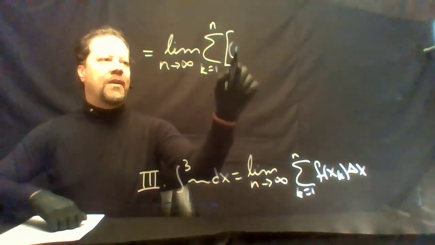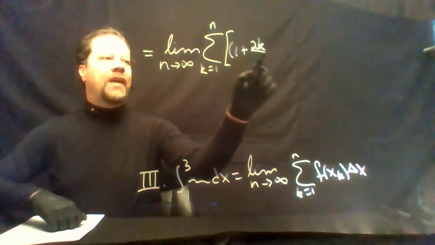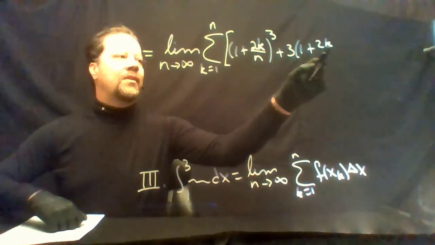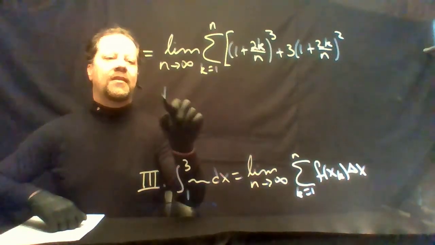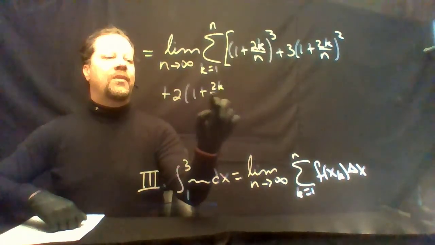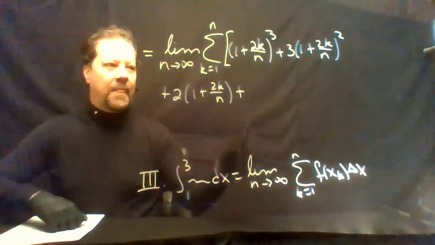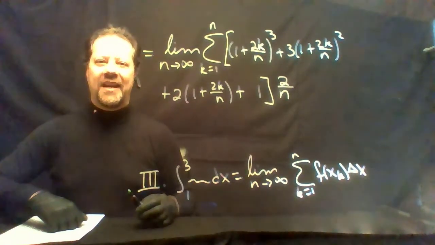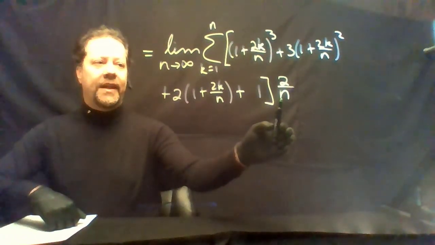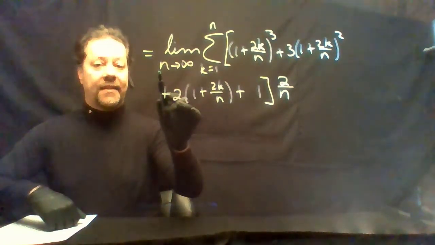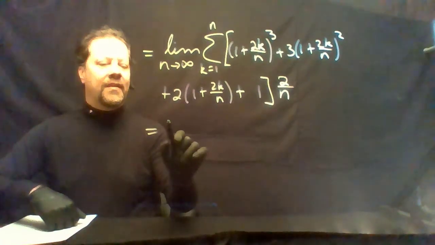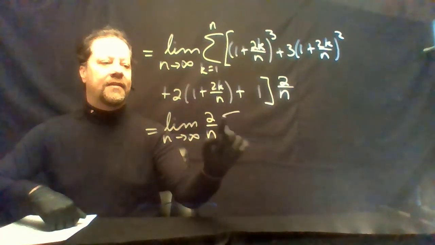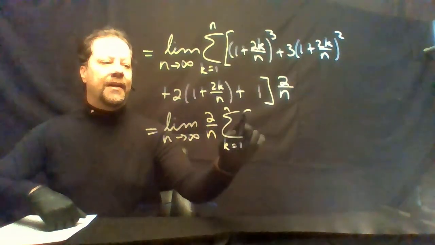f of x_k is going to be (1 + 2k/n)^3 + 3(1 + 2k/n)^2 + 2(1 + 2k/n) + 1, all times delta x, which is 2/n. The 2/n can come out of the sum, but not out of the limit, since the limit is on n. So we'll have the limit as n goes to infinity of 2/n times the sum as k goes from 1 to n.